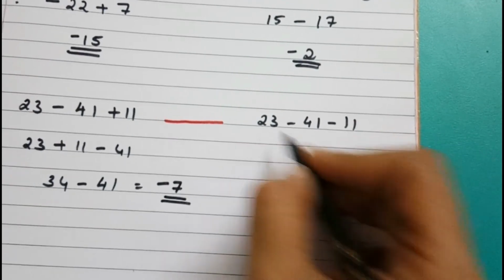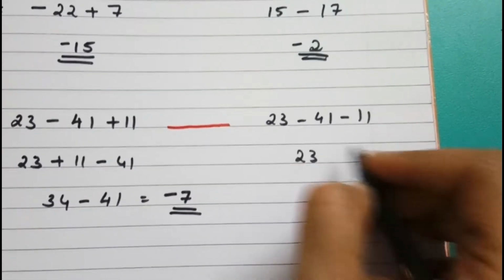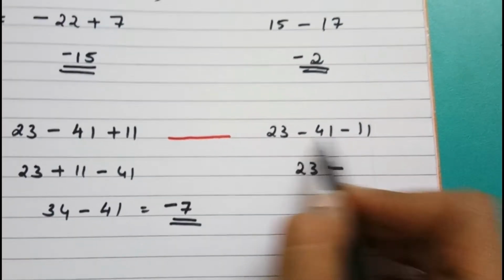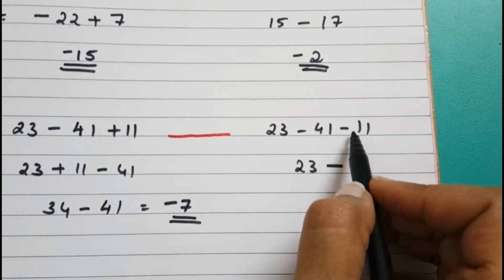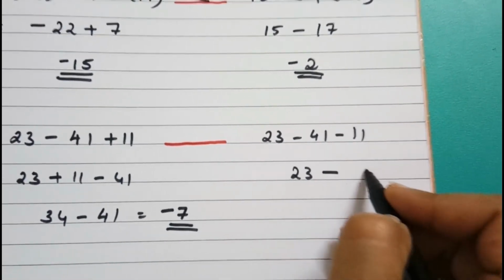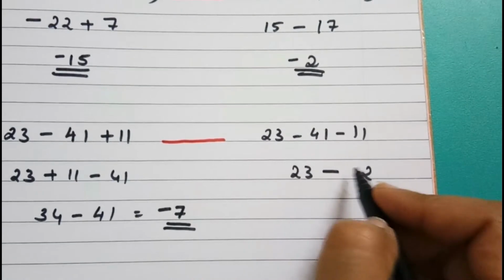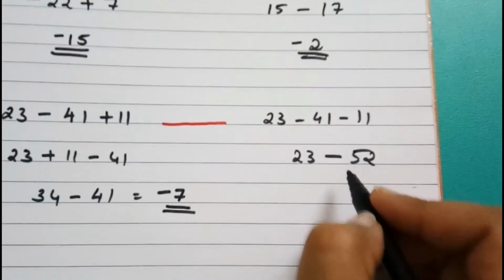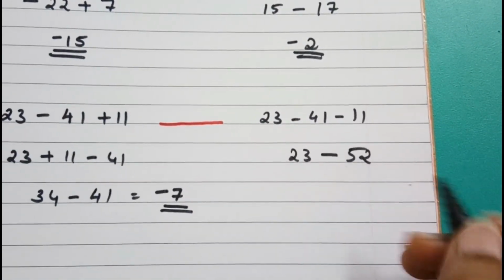So here only one positive number, that is 23, minus, since these two are minus, we need to add. So that is 1 plus 1 is 2, 4 plus 1 is 5. So here 23 minus 52.